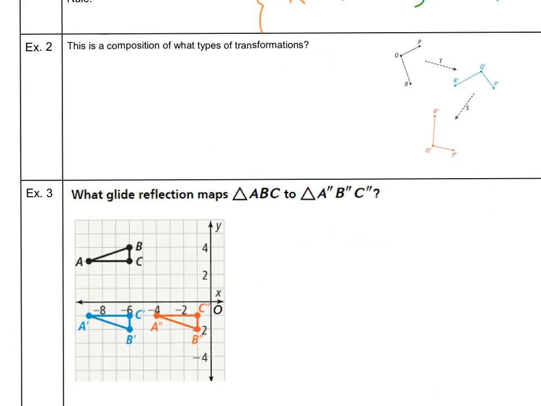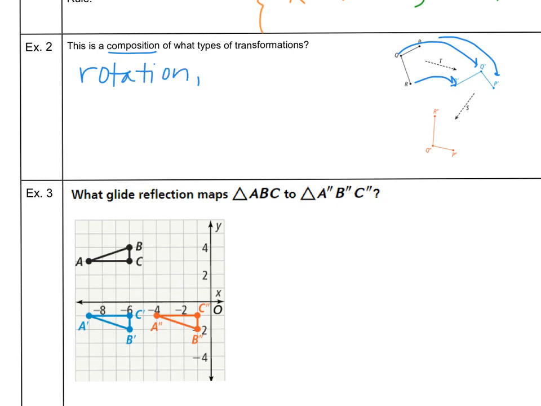Example 2. This is a composition of what types of transformations? Not everything has to be a glide reflection. We can do a composition of a variety of types of our transformations. If we go from the shape PQR to PQR prime, notice you're kind of turning the shape to get to those 3 locations. So it looks like it starts with a rotation to go from PQR to PQR prime.